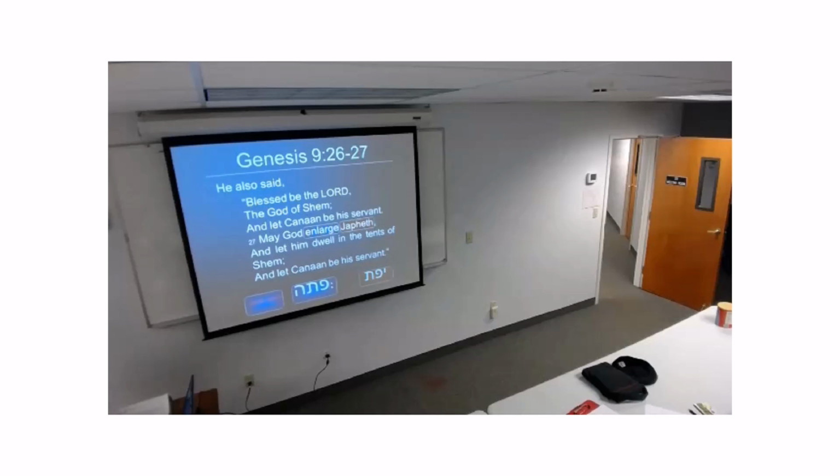But here the question is, let him dwell in the tents of Shem. The immediate referent for that is Japheth, so that Japheth would dwell in the tents of Shem. But the broader referent to him would be God himself, that God would dwell in the tents of Shem, so that the descendants of Shem will have God dwelling with them. So those would be the two ways in which you can interpret this text.